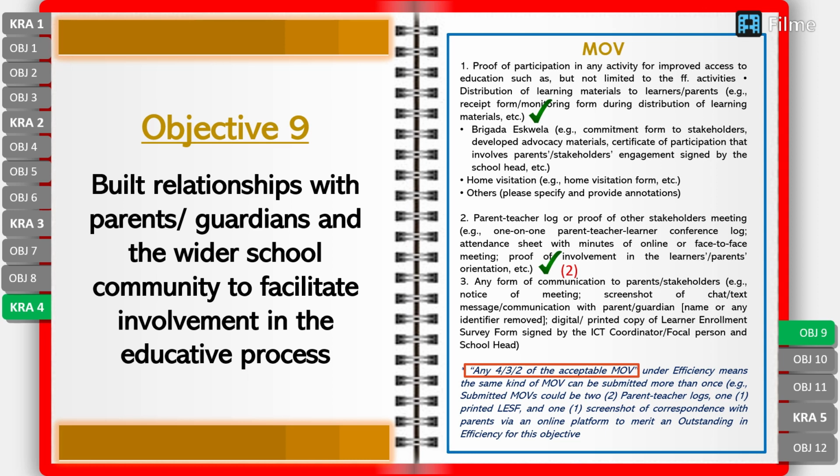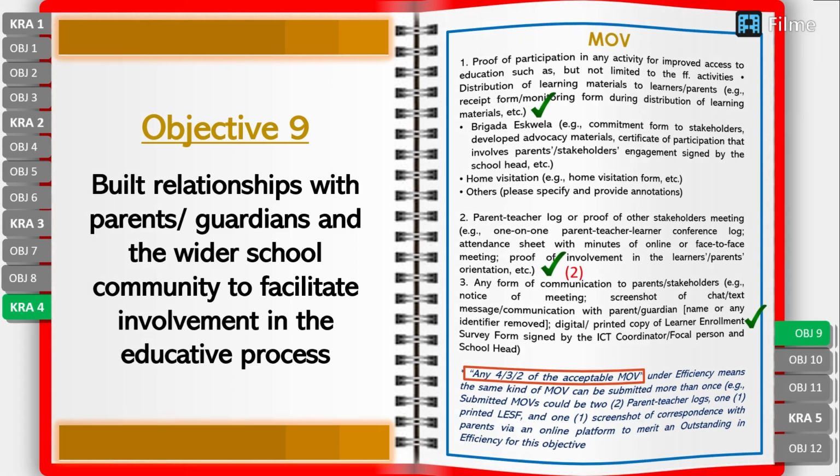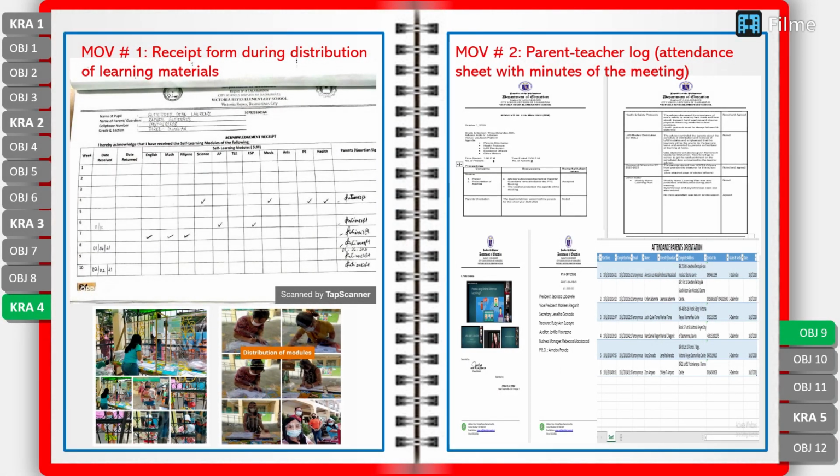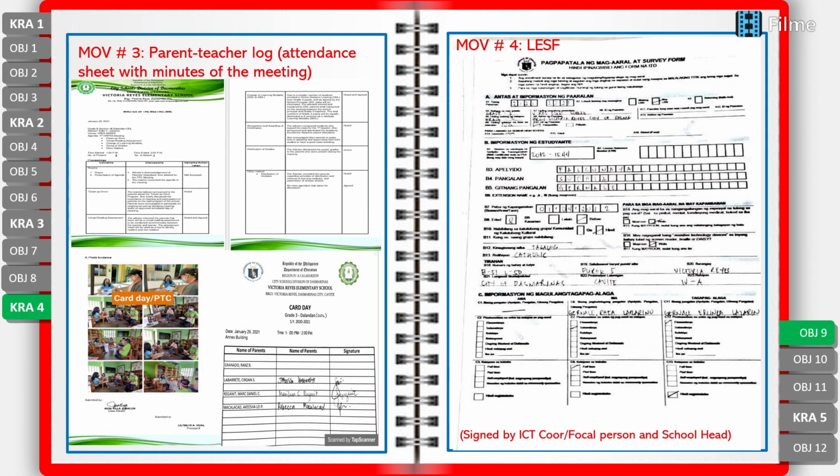log or proof of other stakeholders meeting with minutes, and proof of attendance, at isang LESF form. These are my attachments for Objective 9. For MOV4, the LESF, it should be signed by ICT coordinator or focal person and school head.